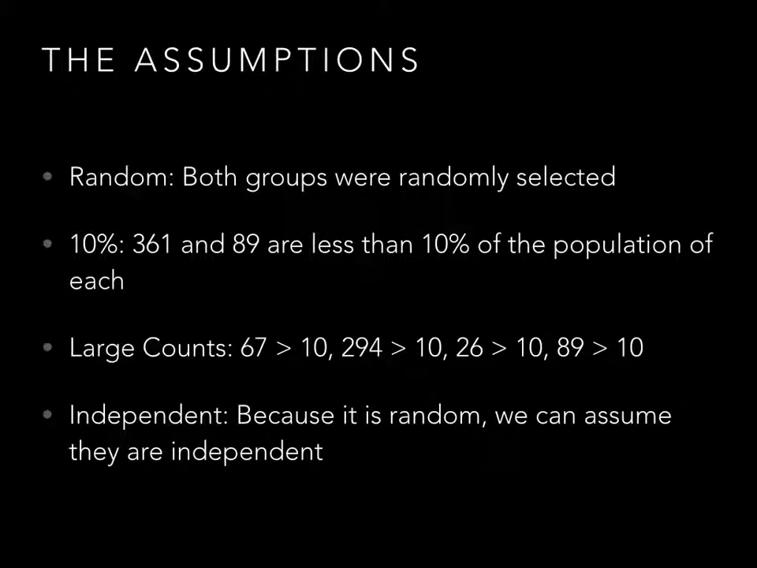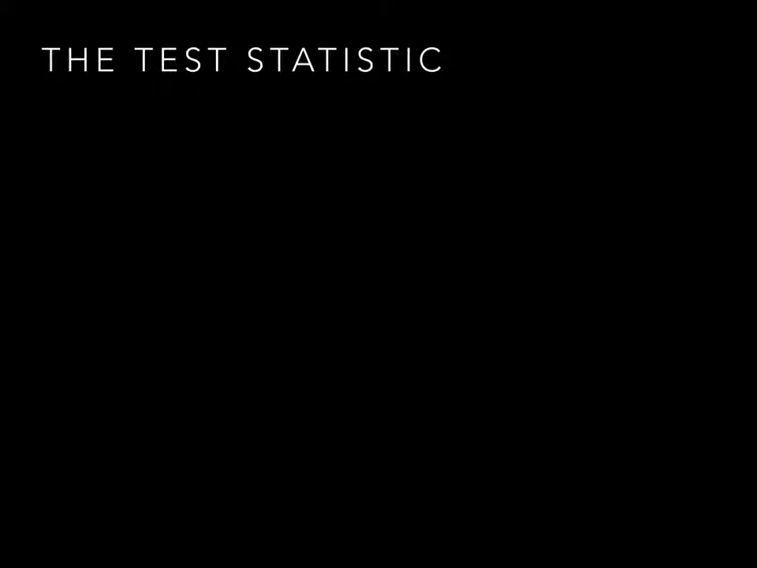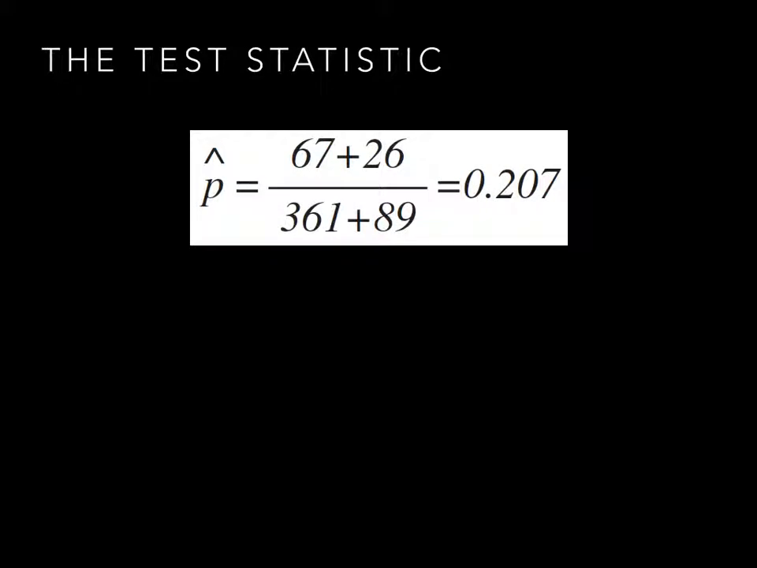And now we need to look at our test statistic. So again, I encourage you, pause the video, try this on your own. First thing, we need to calculate our p hat. It's going to be x1 plus x2 divided by n1 plus n2, and that is equal to 0.207. So we're just plugging in numbers right now.